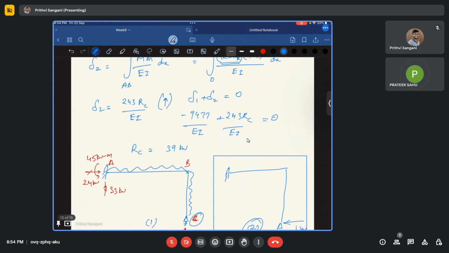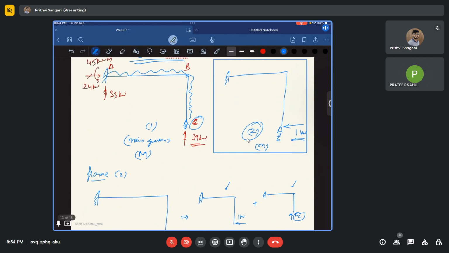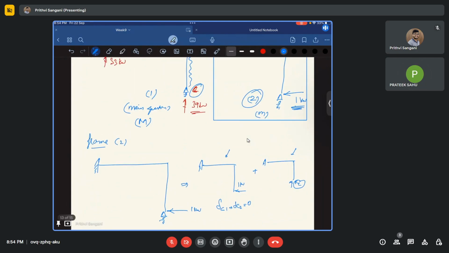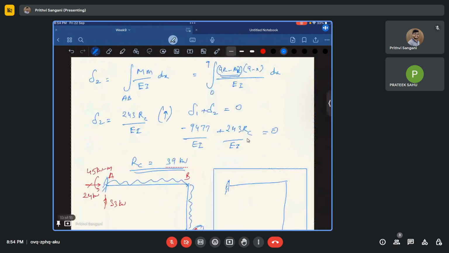Yes sir, initially we are getting RC as 39, right? When you apply the unit load of 1 kilonewton, you will get your RC as 1 kilonewton. Likewise, you can find out this 3 kilonewton meter and 1 kilonewton. That I have directly given. You can just confirm this. You just go back and work out the same question.